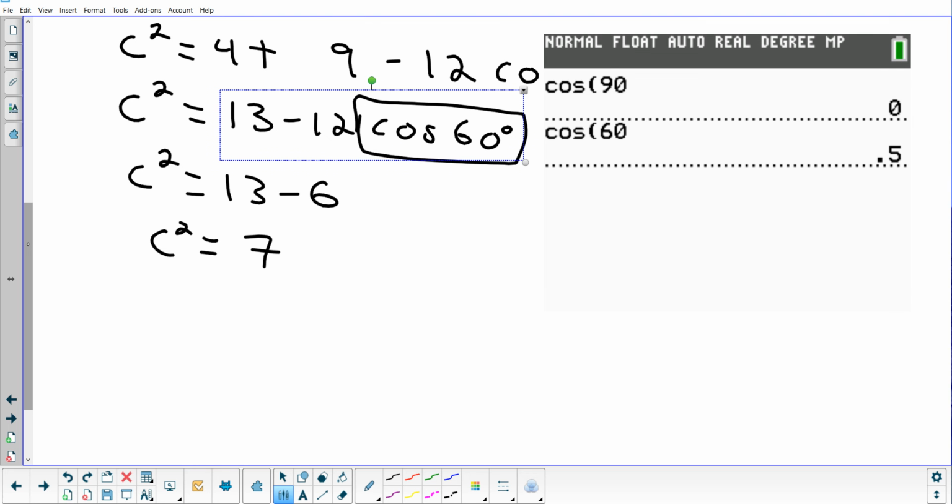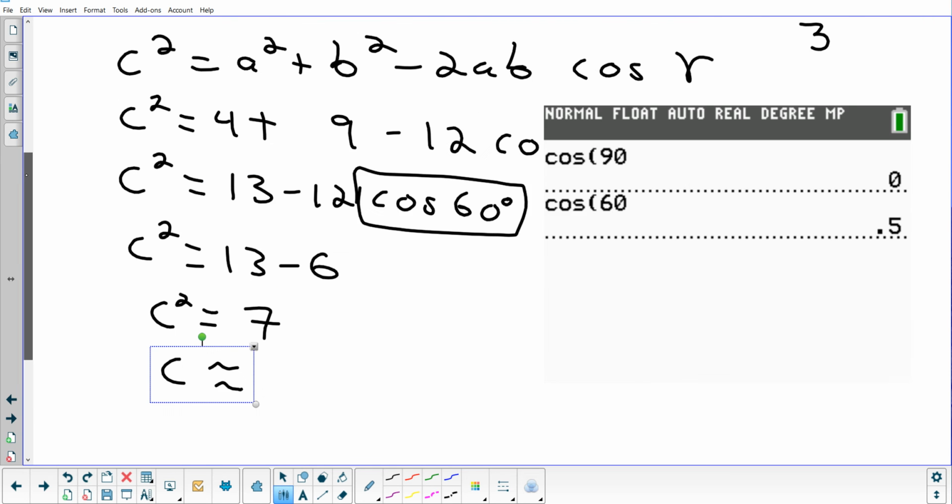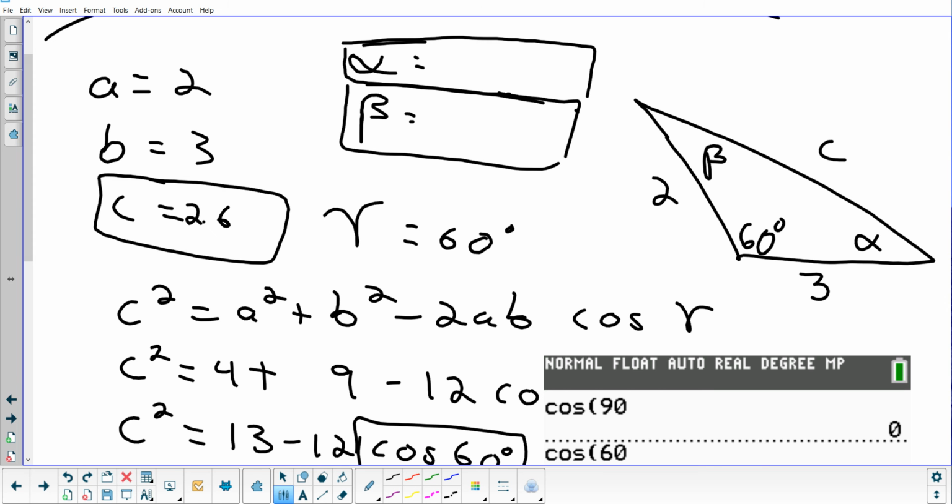And I have one step left to get C by itself. Yep. You have to take the square root. Up until this step, everything was exact. Now it's not, it's an approximation, so I'm going to change my symbol. Take the square root of 7, and that's the length of the side, 2.646. Okay. Any question on that?